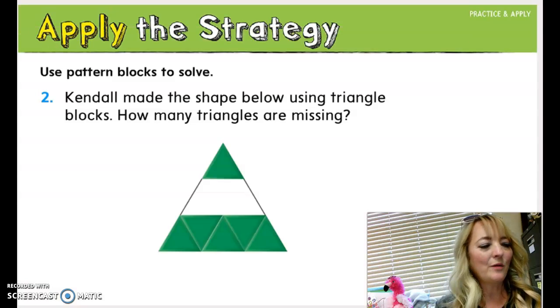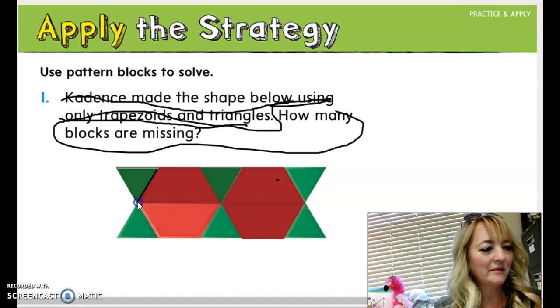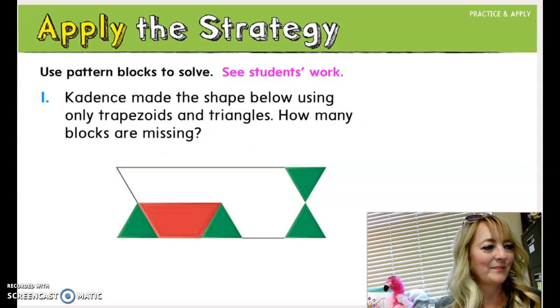Sorry, I forgot to say, if you would please go ahead and draw lines around where you placed your shape. So we would draw a line here, and here. So just go ahead and trace around your shape that you placed in. Alright, great, let's go on.